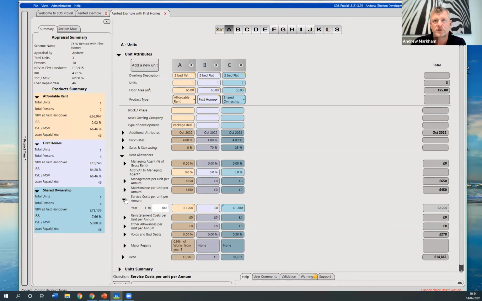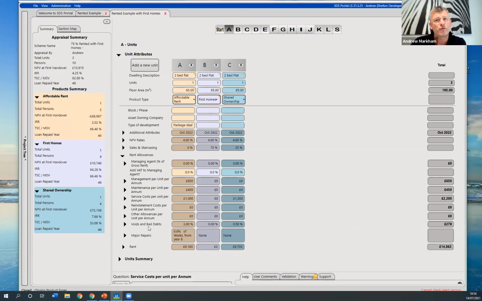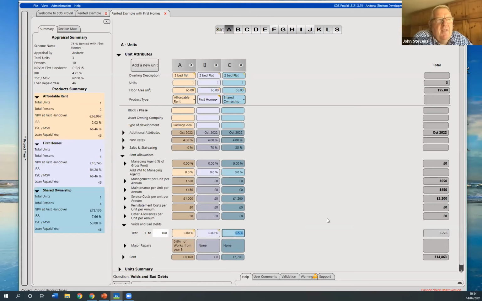So we've got voids and bad debts. Most people put some voids and bad debts on to the shared ownership unit. John, would you put that in? Voids and bad debts should be recoverable under the terms of the lease at the point of sale. When somebody leaves, if they've been a bad resident not paying their shared ownership rent, you should be able to recover it before they sell it to the next purchaser. So some organisations don't put any voids and bad debts in on shared ownership. Some put a tiny percentage. It's up to how your own organisation deals with shared ownership losses. Okay, so let's take it out.